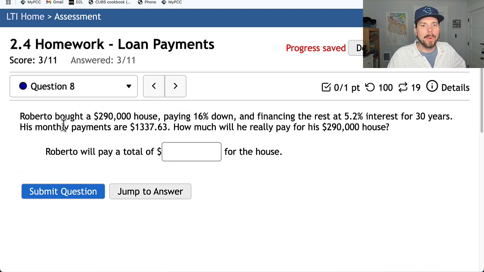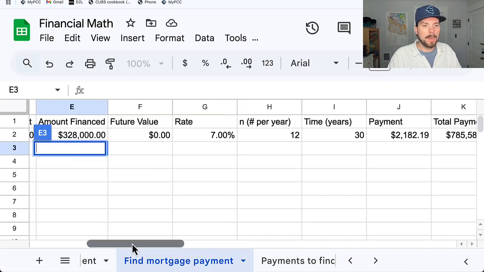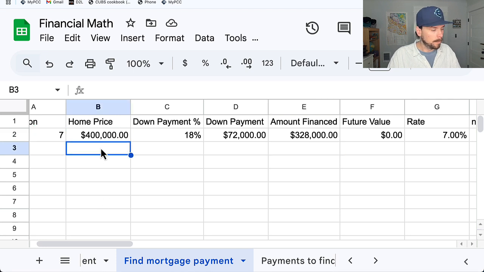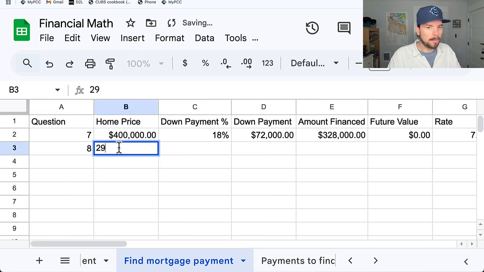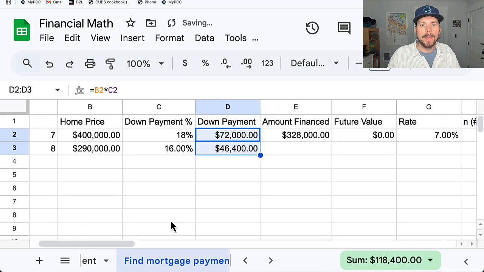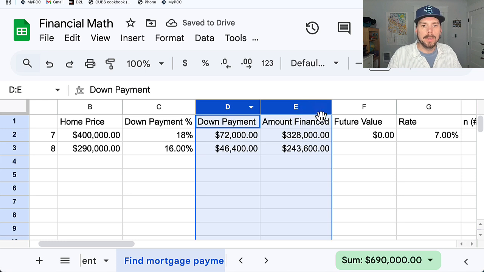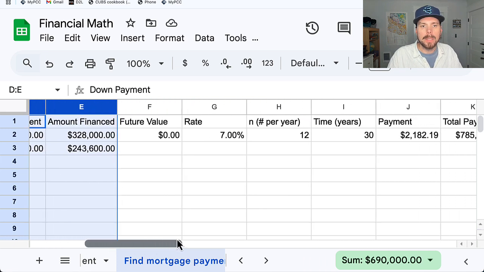We've got this problem in number 8 where they give the payments. And you can still use this spreadsheet to double check that. $290,000, 16% down. That is in the wrong spot. Let's go over here. I just need to fill down that down payment cell. Need to fill down that amount financed cell. These are output cells. And then the rest of these are inputs again.